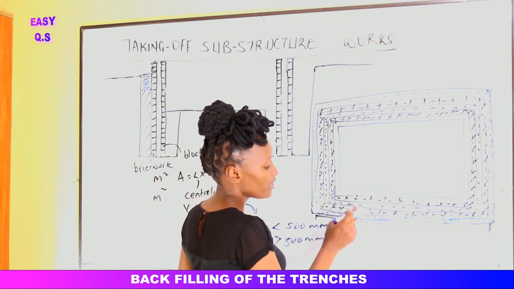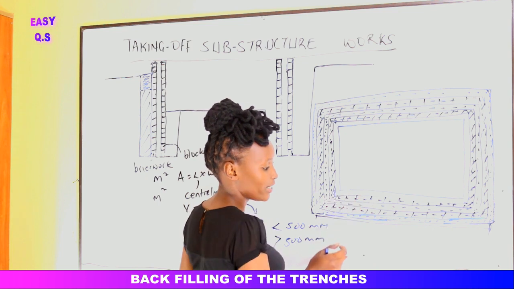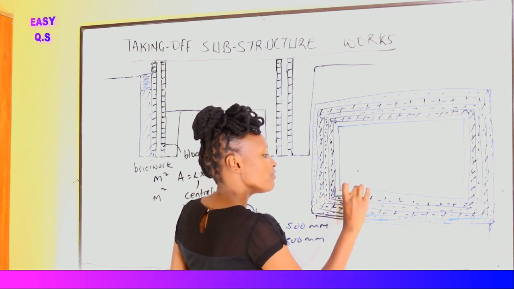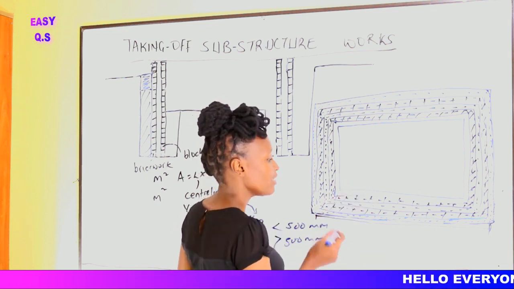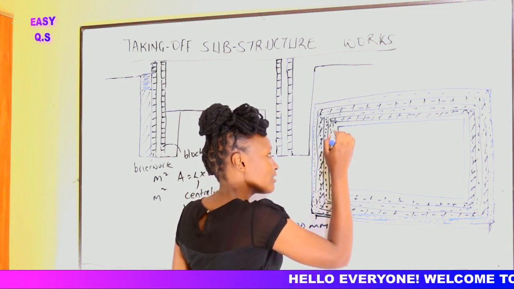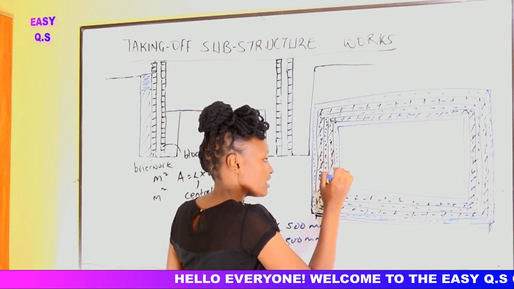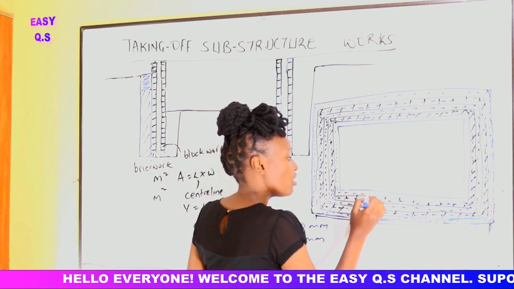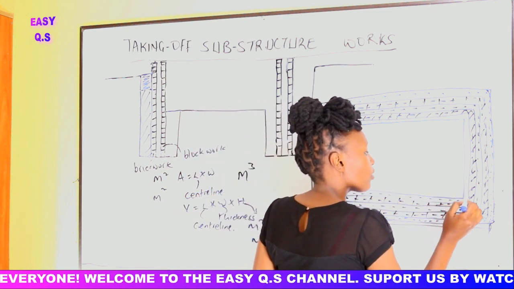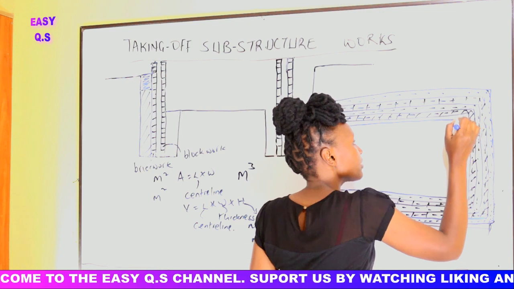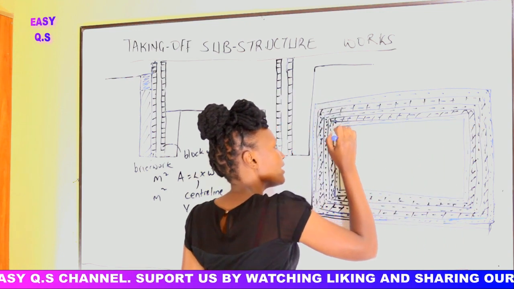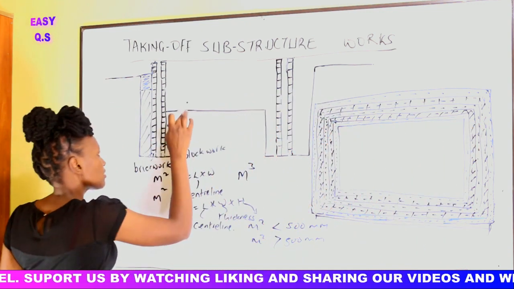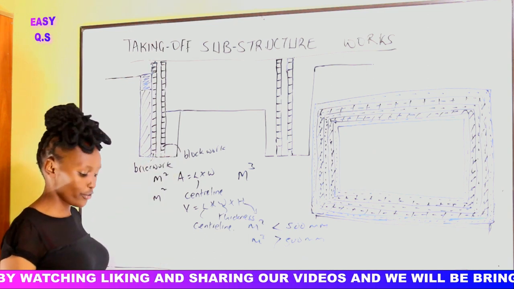Remember, this is the brickwork, the cavity, the blockwork. So this is the spread of the foundation to the inside. So we shall take the center line. Everything here we use center line. So we shall take the center line of the spread on the inside. Then we shall multiply by the height of the hardcore.